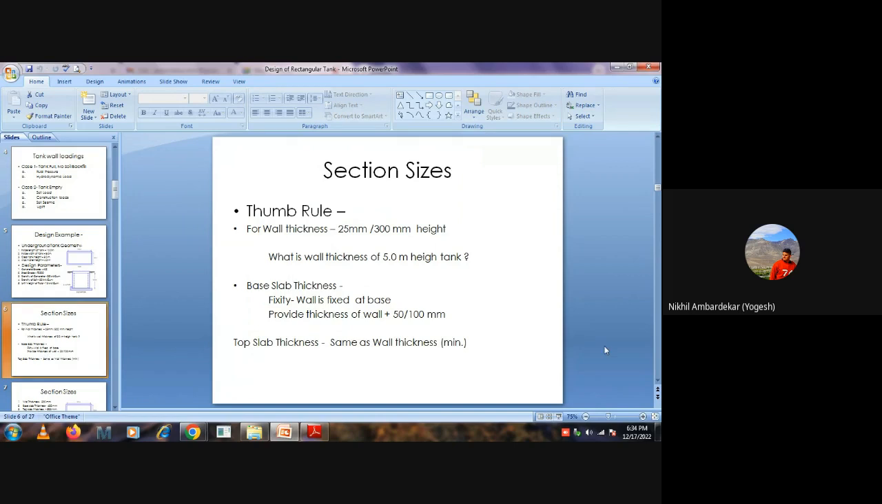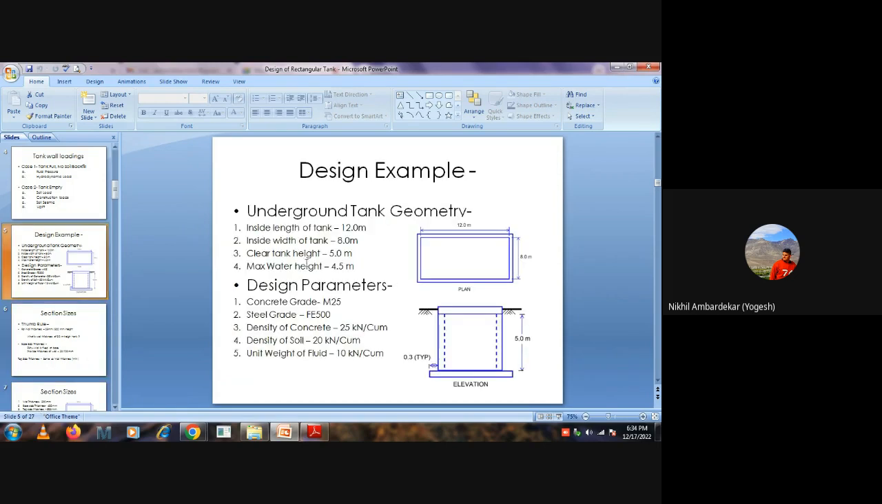After that, we learned how to do the initial calculation of the member sizes, section sizes based on the thumb rule. And after that we started one design example of an underground water tank of some assumed dimensions, like inside length of the tank is 12 meter, inside width of the tank is 8 meter. Suppose height of the tank is 5 meter, maximum water will be 4.5 meter.